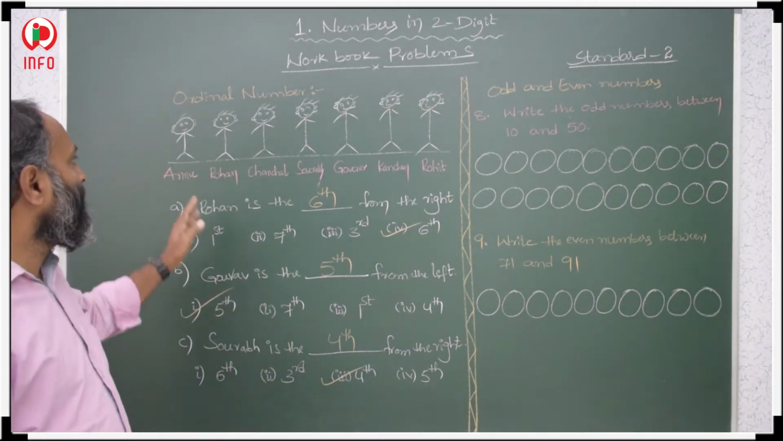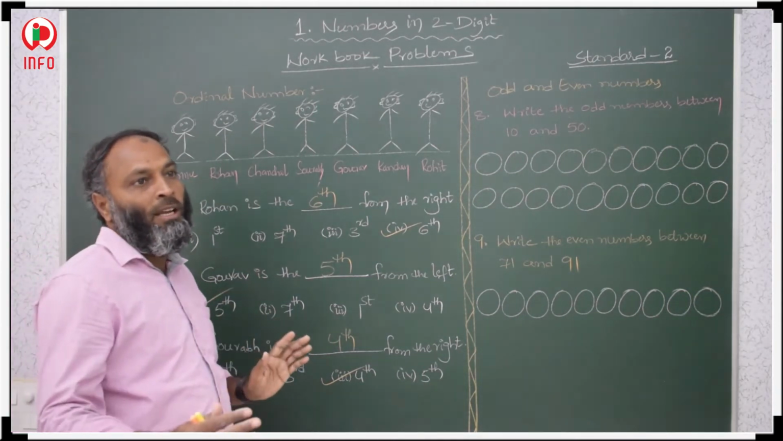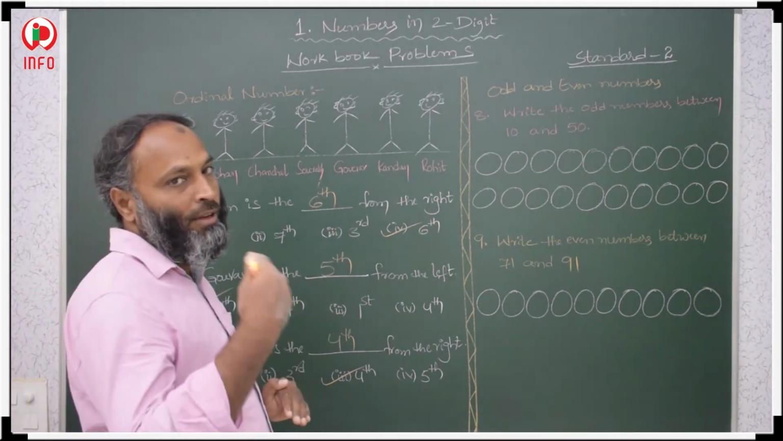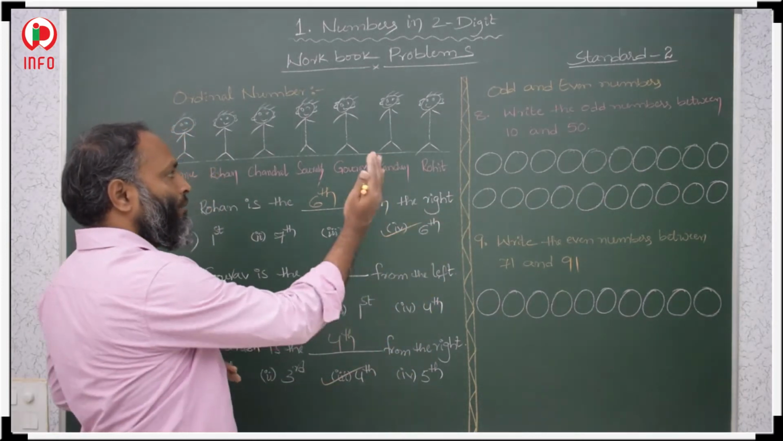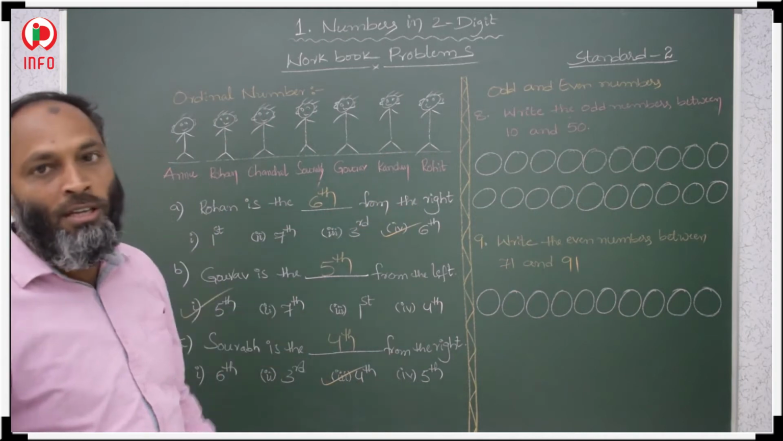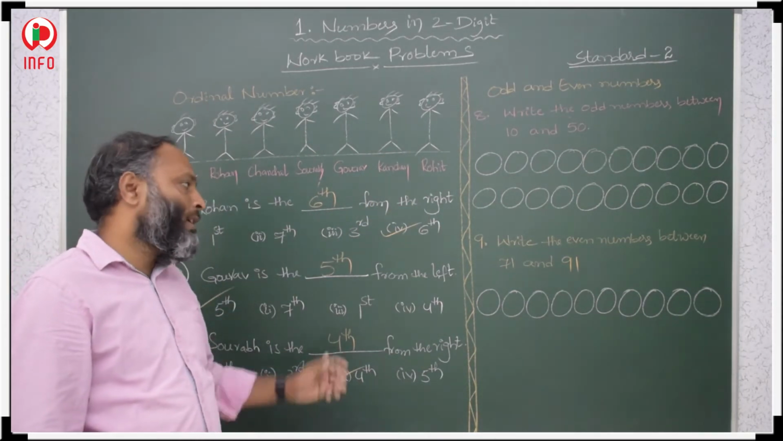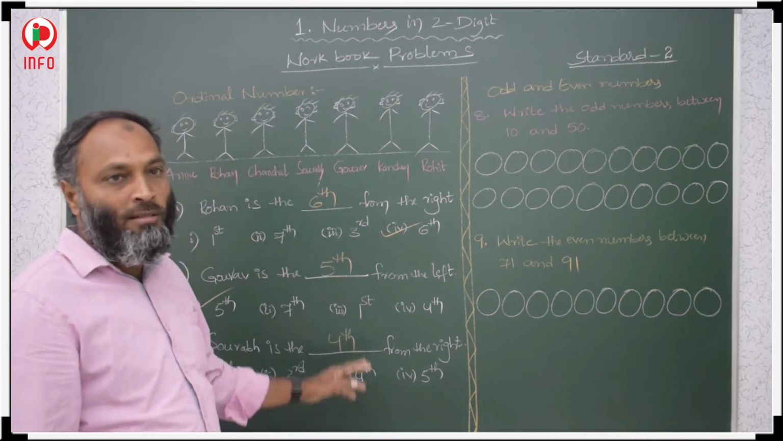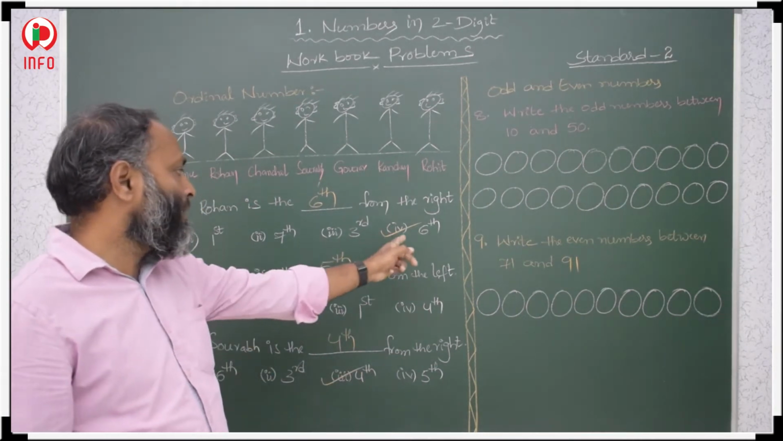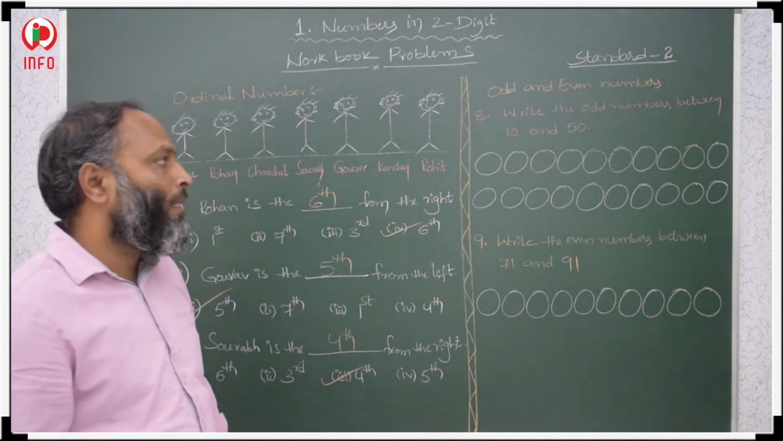In this way we have to write our ordinal numbers. So where is the actual position? If we ask from the right, we check from the right. If we ask from the left, we check from the left. In whichever position they are, that position we have to write. Answers are also given. So which answer is correct? You make a tick and write in the box. Okay.